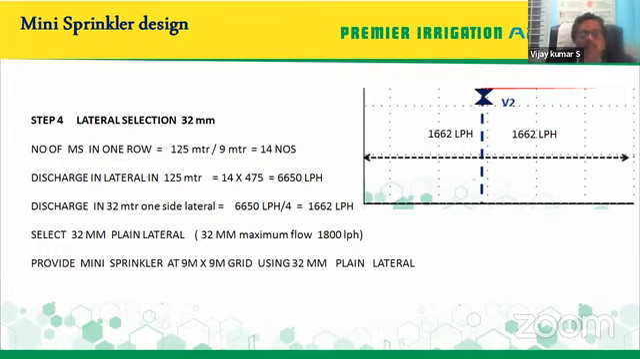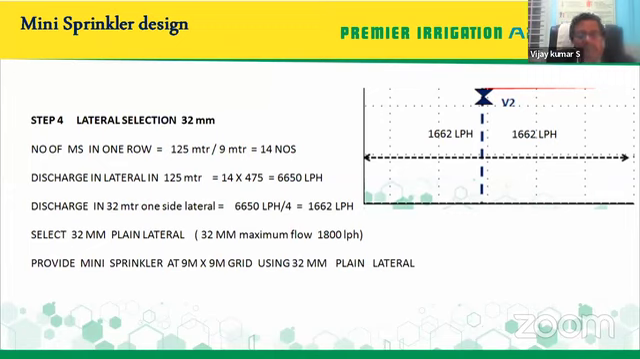But 6,650 liters is for the entire length. Since I have divided it into 4 parts, it will become 6,650 divided by 4. So 1,662 liters per hour. That is the water required to be traveling in this lateral pipe. We know that the 32 millimeter plain lateral can go up to 1,800 liters per hour. So I have selected a 32 millimeter plain lateral over here to connect the mini sprinkler.